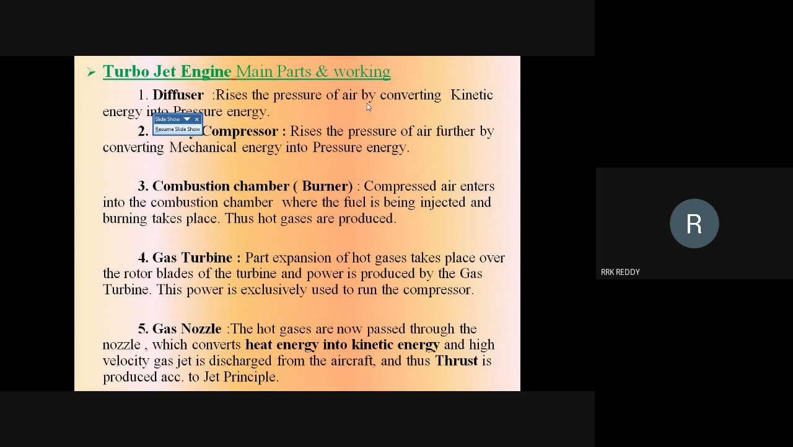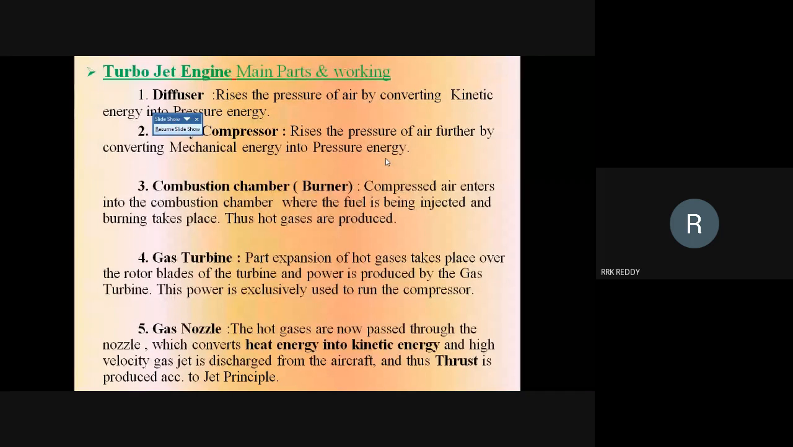So next, the gas turbine. This heat energy is converted into mechanical energy with the help of the gas turbine. The expansion of hot gases takes place over the rotor blades of the turbine, and power is produced by the gas turbine. Then what is this gas turbine power used for? It is used exclusively to run the compressor, because a diffuser is not a work absorbing component, but a compressor is a work absorbing machine. That means the compressor needs work input.